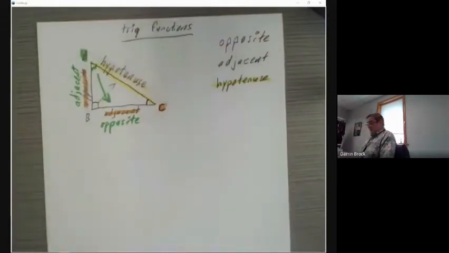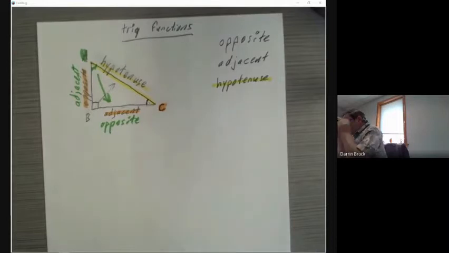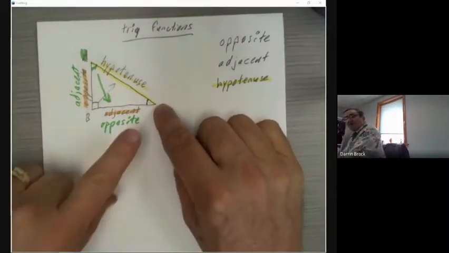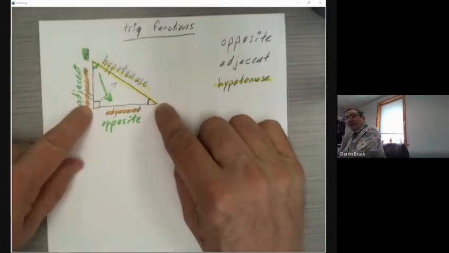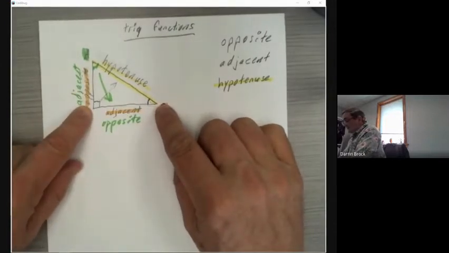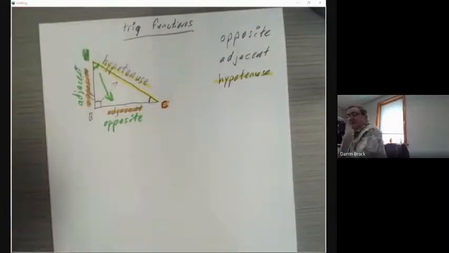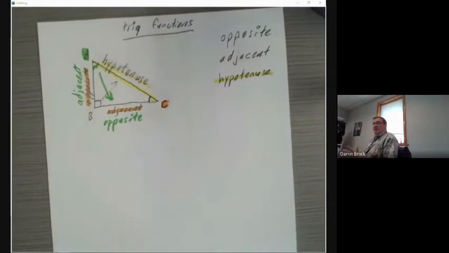So opposite and adjacent are terms that will apply depending on where you're at. If I'm over here in this corner, look at the triangle, I have to apply the opposite as this side. But if I change and I go up in this corner, now this side becomes the opposite. And that's important to know.